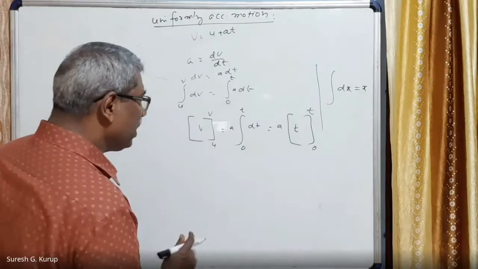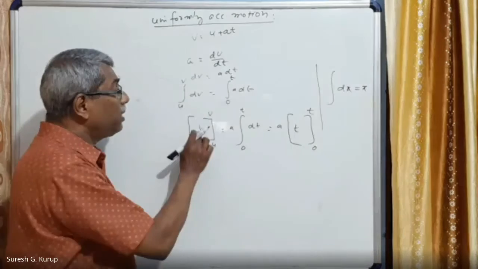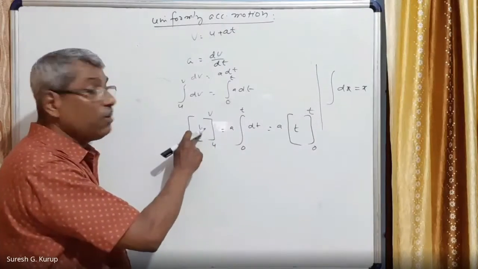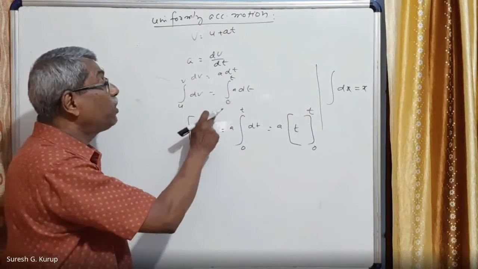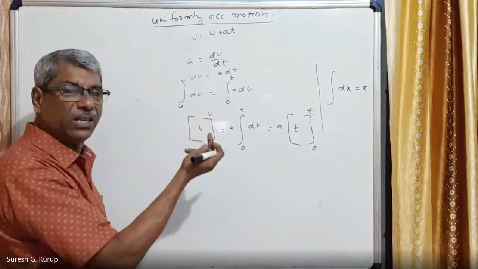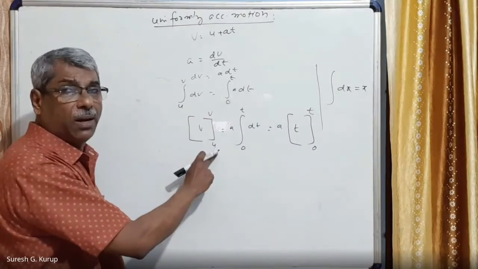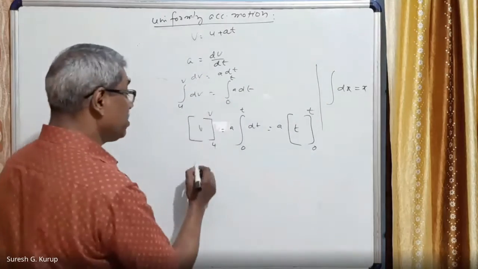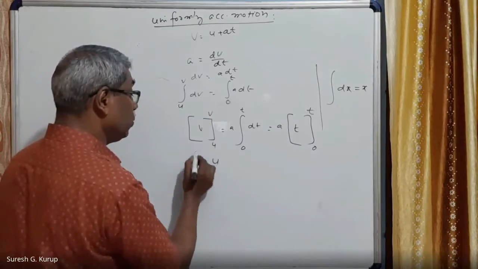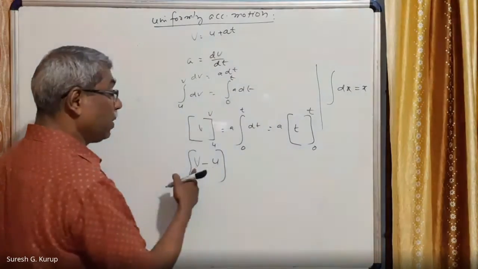Now we'll apply the limit. How is the limit applied? For that, first of all, you put the upper limit, then put a minus sign, then put the lower limit. So here you will get v minus u. First upper limit minus lower limit.